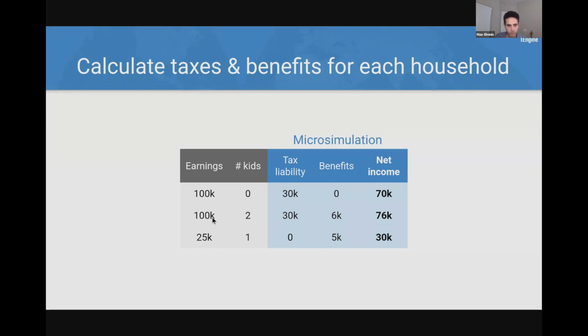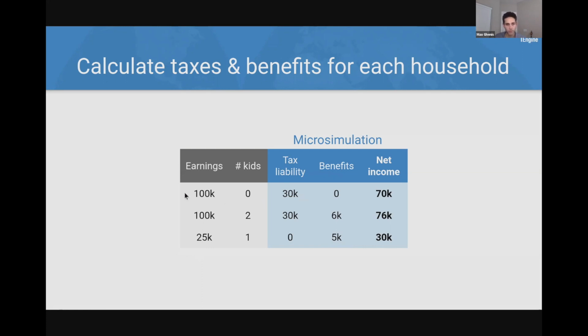This household's pretty similar, but they have some kids, so they're going to get a little bit more in benefits, so 76K net income. And then this household is going to actually get more benefits per child. They might also get benefits because they're just a low income adult. So their net income is going to be 30K. So you do this for every household in the survey.